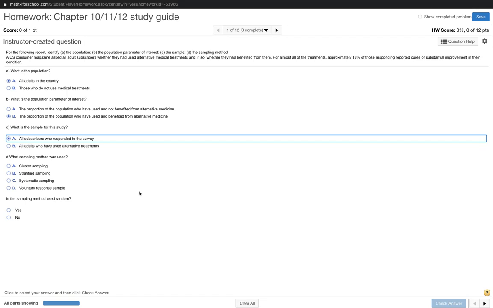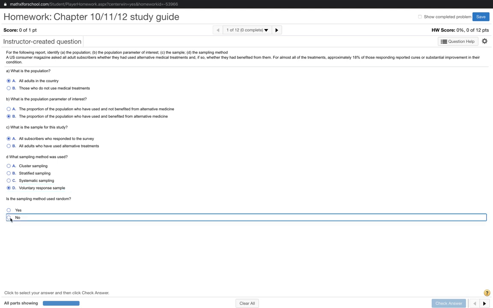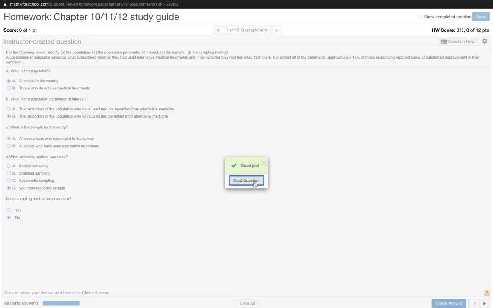What sampling method was used? The key is, again, the consumer magazine asked all adult subscribers whether they had used it or not. So that is a classic example of a voluntary response sample. So the people chose to respond or chose not to respond. And if you look back at our PowerPoint, is a voluntary response sample truly random? And the answer is, of course, no. Okay, and that's number one.